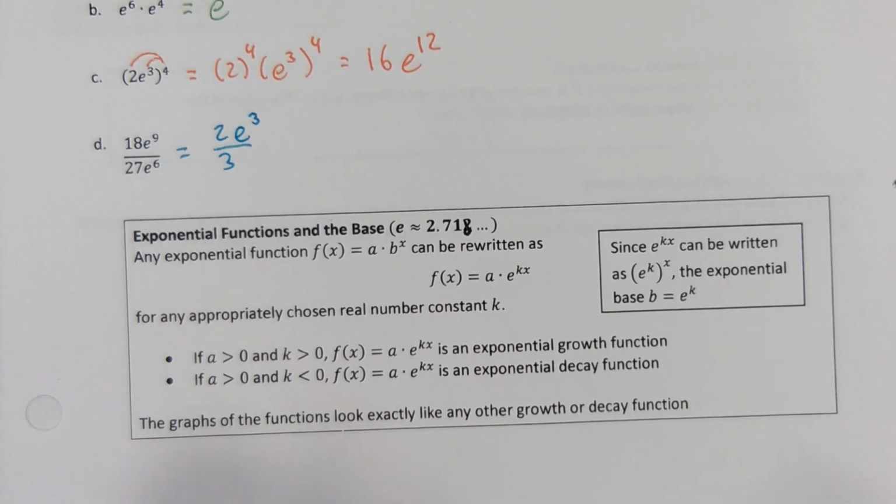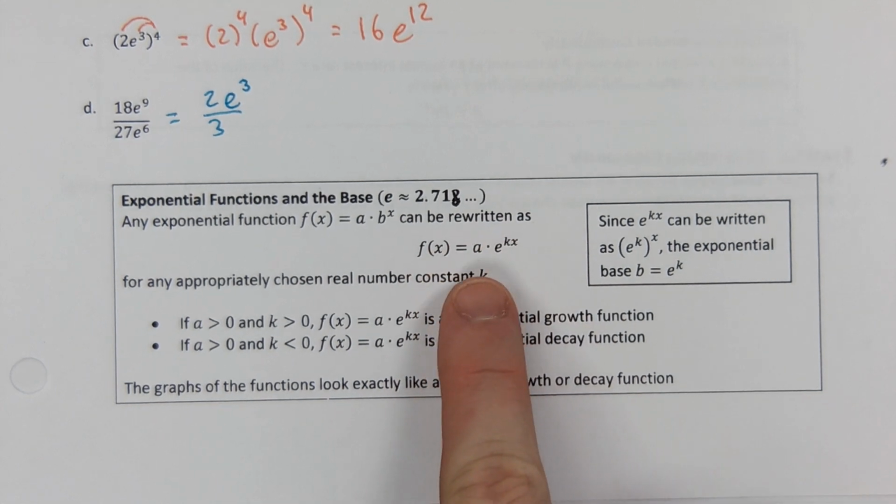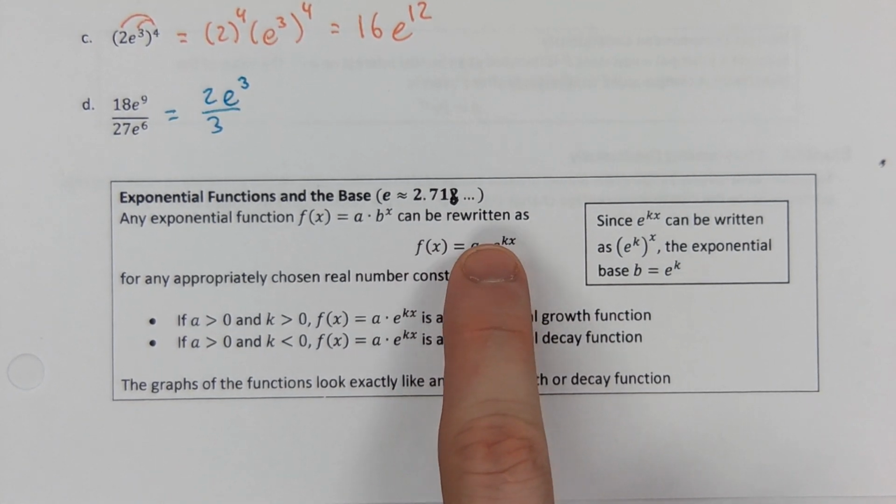And I actually have it right here in this box inside a box. Since e to the kx can be written as e to the k to the x, the exponential base b would equal e to the k. And this is for any appropriately chosen real number k. So k is a number. It'll be a number that you're told, or eventually a number you solve for. But the point is, it will have a value. K for constant. I'm pretty sure the Greek word for constant starts with a k, and that's why we use it.